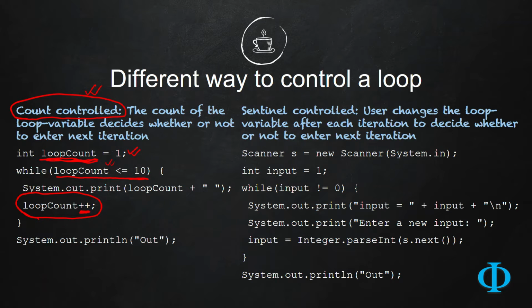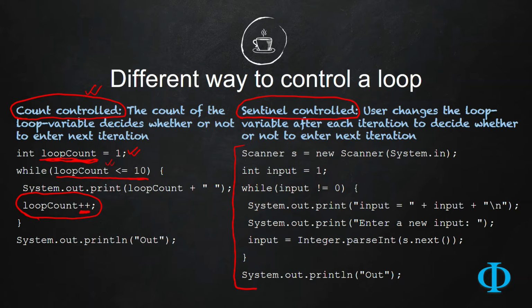Now there is a second way to control a while loop, that is called Sentinel controlled while loop. In Sentinel controlled while loop, unlike the count of the loop control variable, here the user has the freedom to change the loop control variable or the loop variable after each iteration of the loop, to decide whether or not to enter the next iteration. So just look at the example in here.